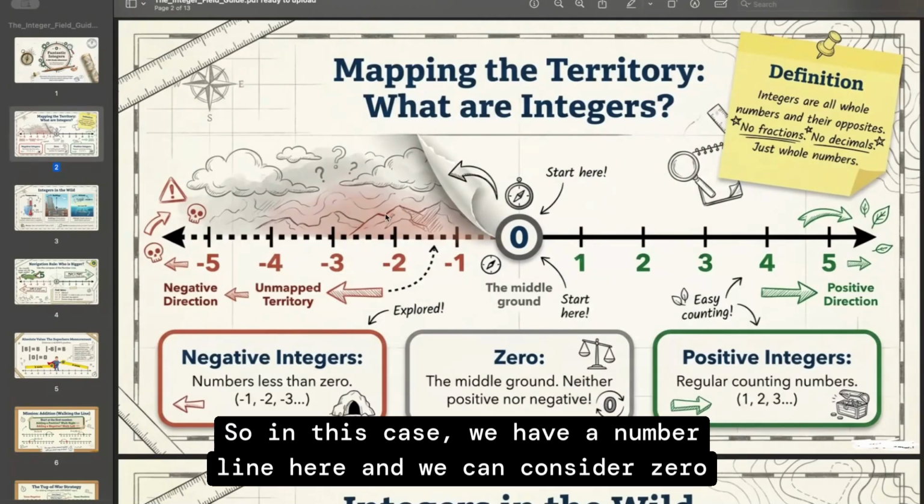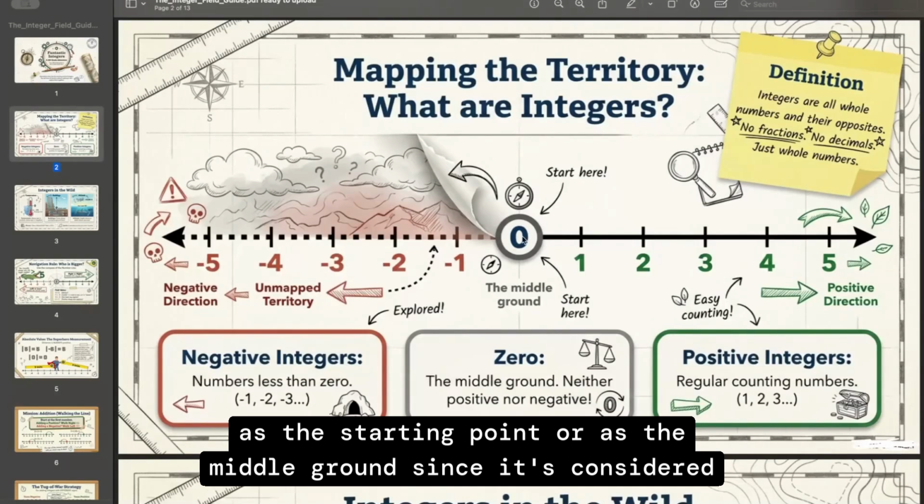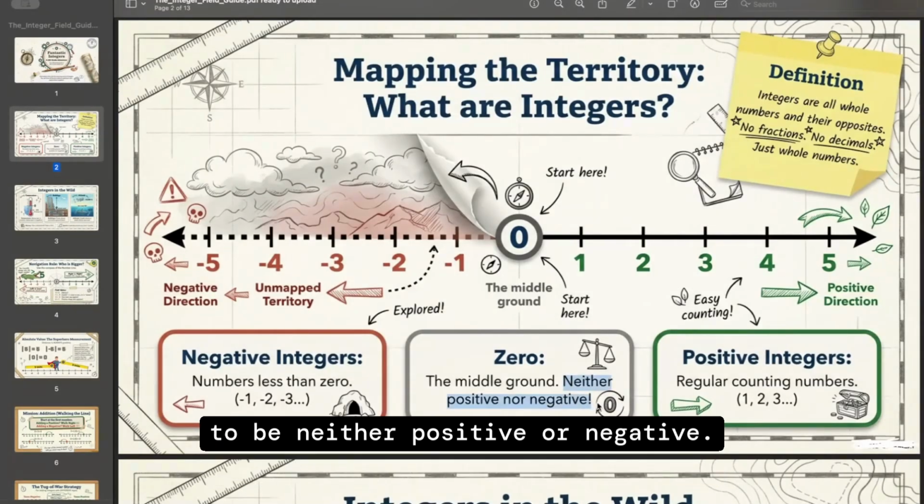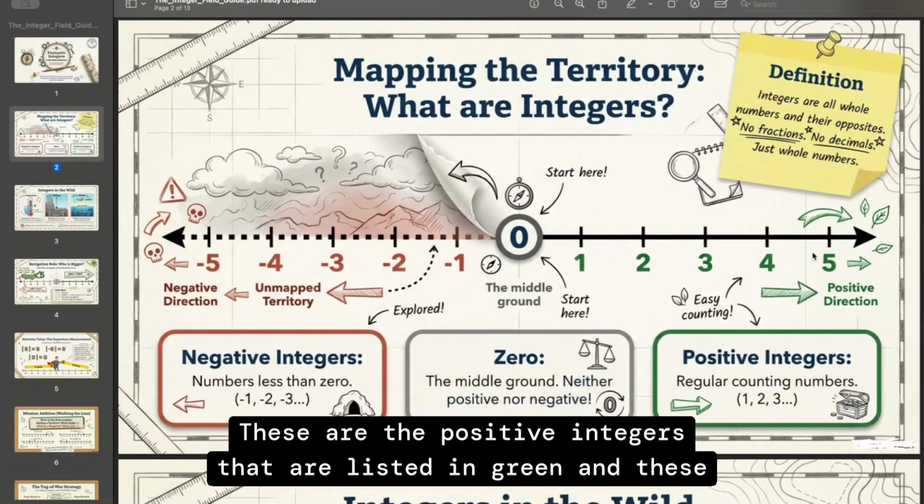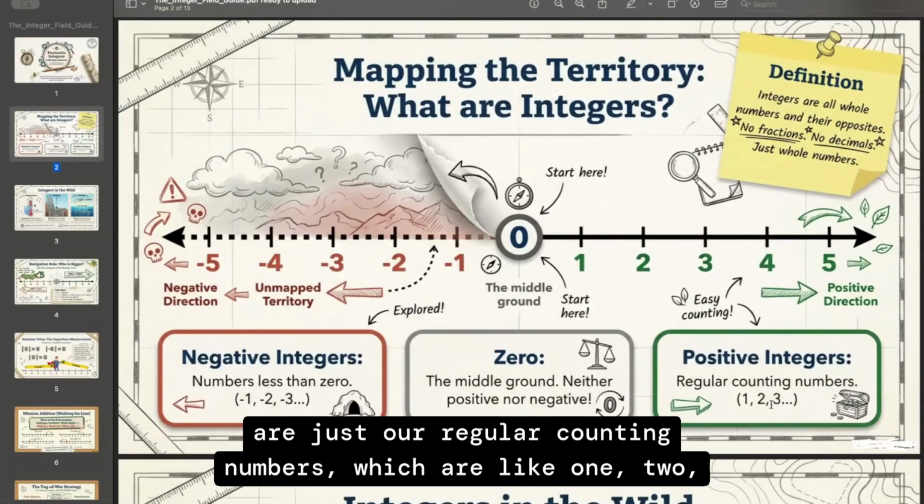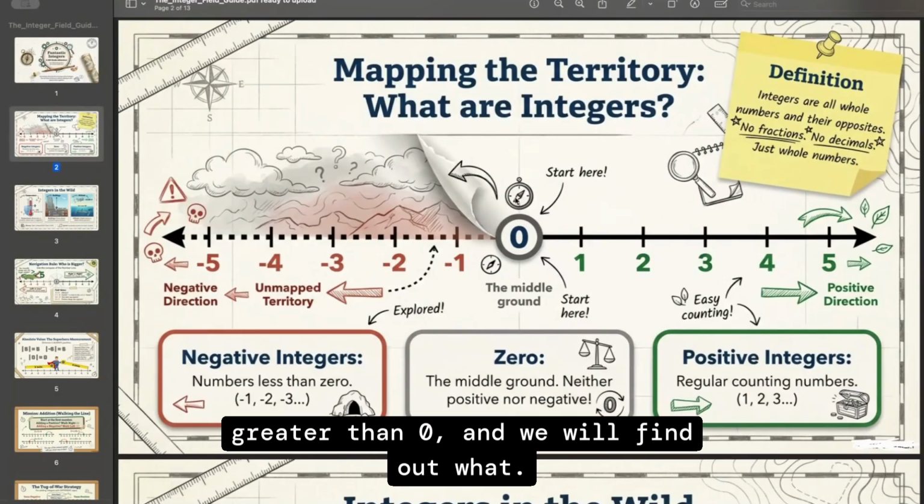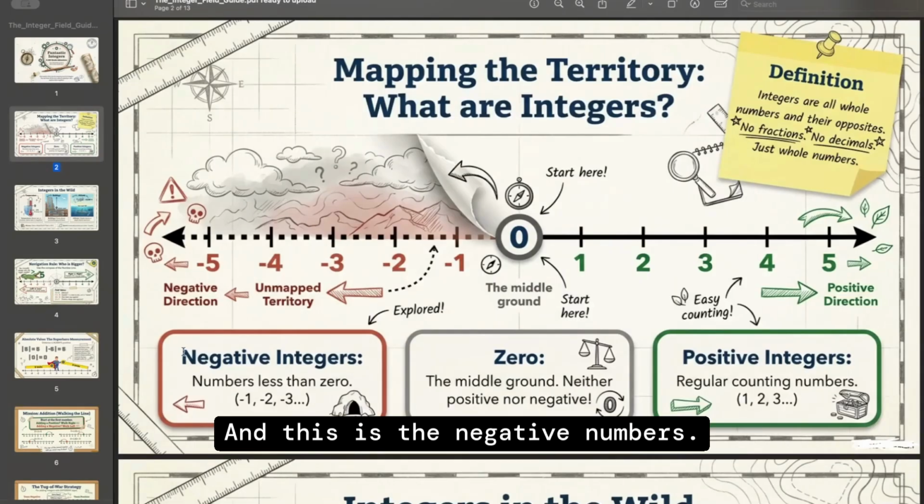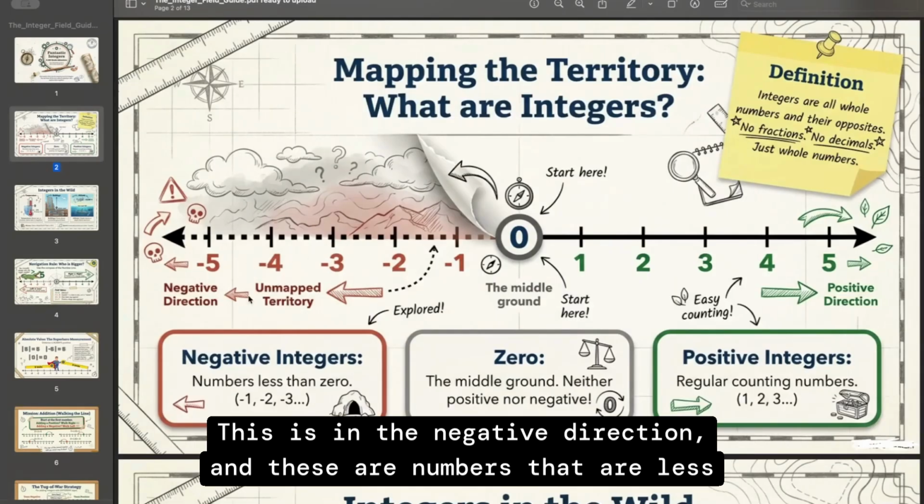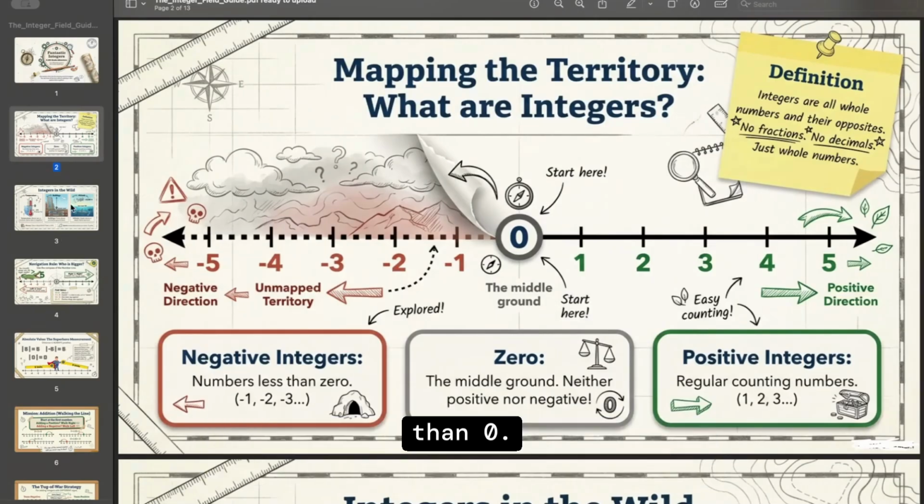In this case, we have a number line here, and we can consider 0 as the starting point or the middle ground, since it's considered to be neither positive nor negative. These are the positive integers that are listed in green, and these are just the regular counting numbers, like 1, 2, and 3. These are also considered to be greater than 0, and we will find out why. And these are the negative numbers. This is in the negative direction, and these are numbers that are less than 0.